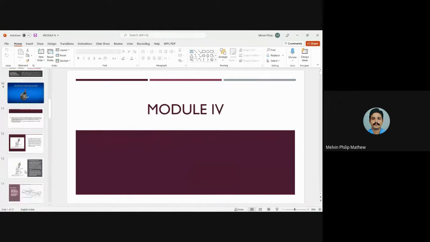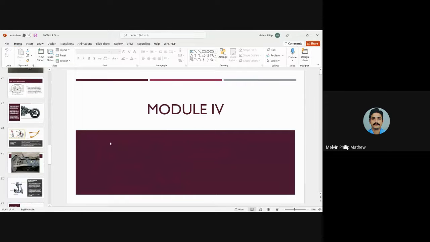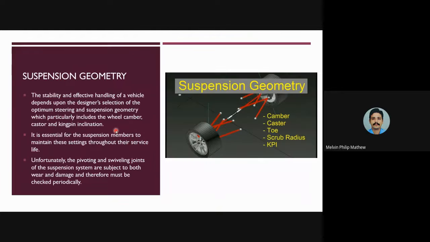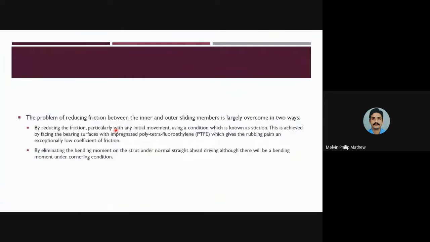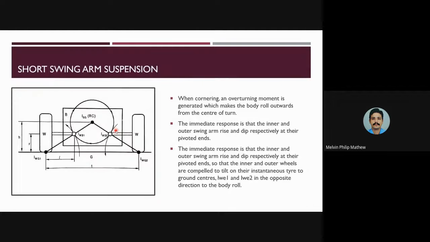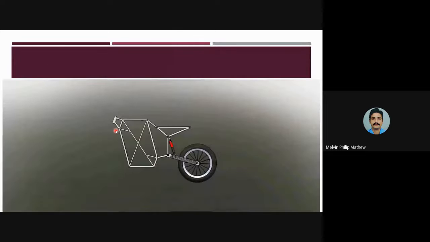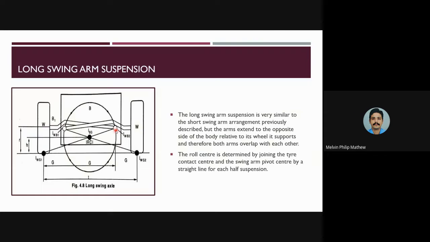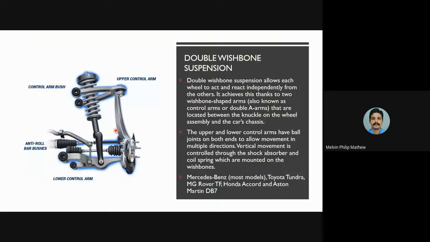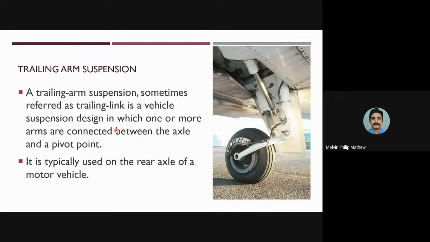In the last class, we were discussing different types of suspension. We discussed the McPherson strut suspension. Then we discussed short swing arm suspension and long swing arm suspension used in motorcycles. Then we discussed the double wishbone transverse suspension, and we discussed trailing arm suspension.